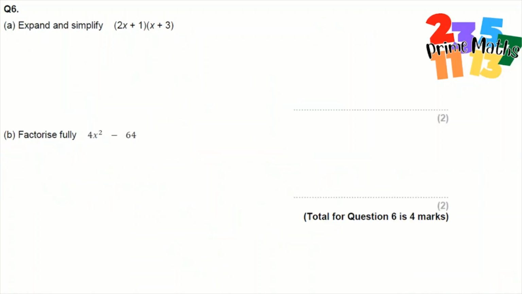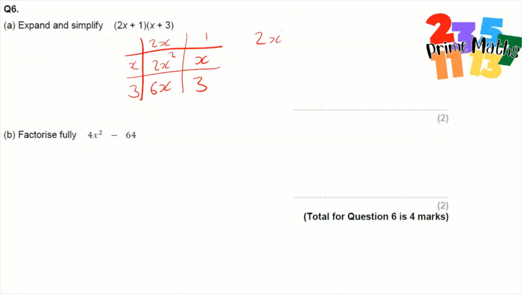Question 6 is an expand and simplify question. I like to do this using the grid method, but you might have another method that you've been taught. 2x times x is 2x squared, 1 lot of x is x, 2x times 3 is 6x, and 1 times 3 is 3. Putting those together, we get 2x squared plus x plus 6x plus 3, and we can collect together our like terms, leaving us with 2x squared plus 7x plus 3.